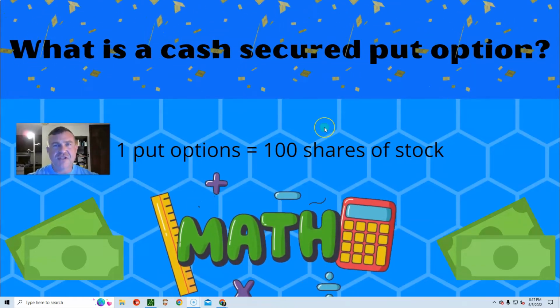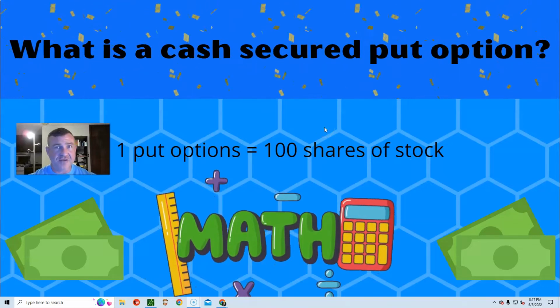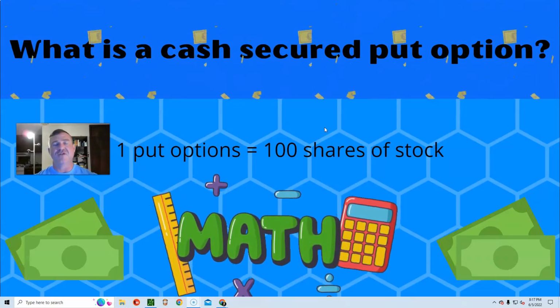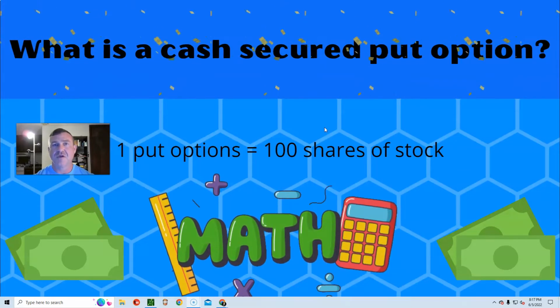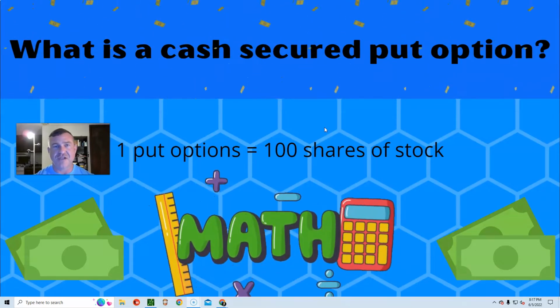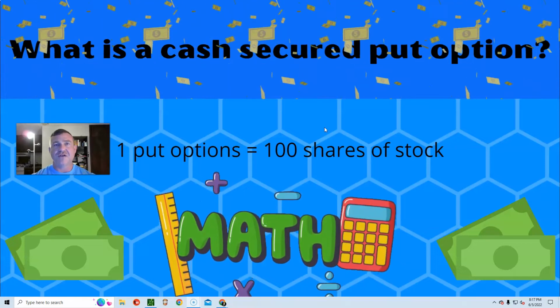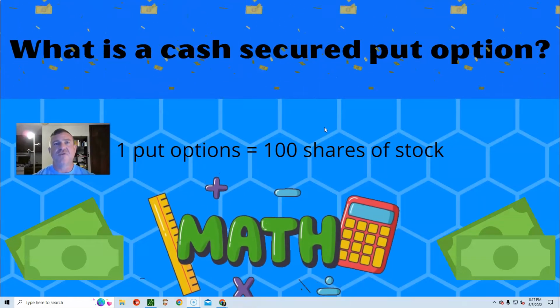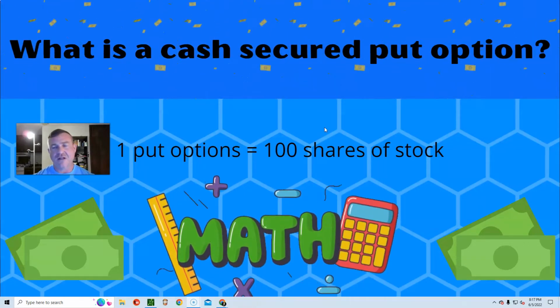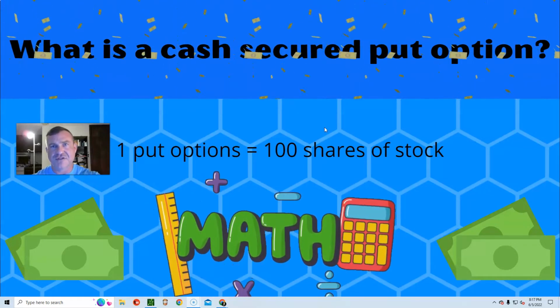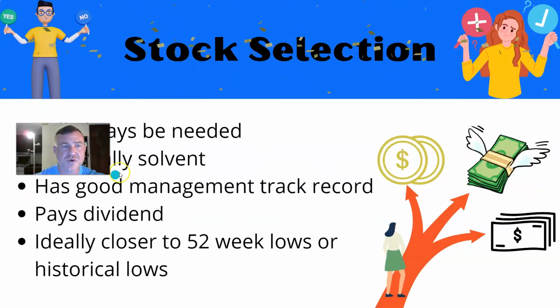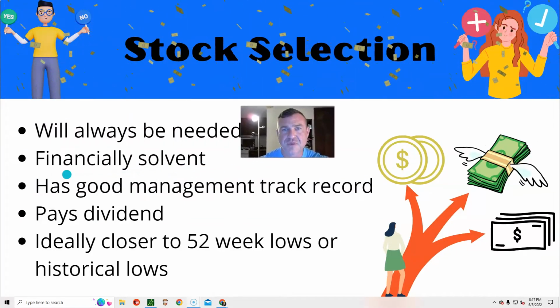So that means if we're looking at a strike price of $5, we need to have $500 set aside in order to be cash secured. For $10.50, we need to have $1,050. For a $33 strike price, we need to have $3,300 set aside in order to have it be cash secured.